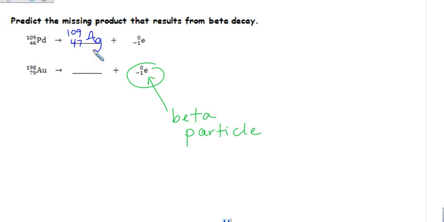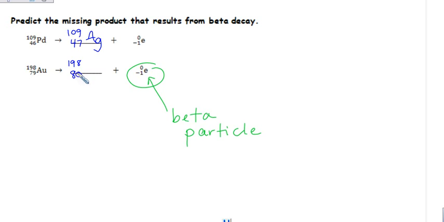Now again, you can make sure that this all adds up. The mass 109 plus 0 is still 109. And then on the bottom, 47 minus 1 is 46. Not bad. Let's say we have some gold. I have an unstable isotope of gold. The mass will stay the same, 198. But if I turn a neutron into a proton, the atomic number goes up by 1.